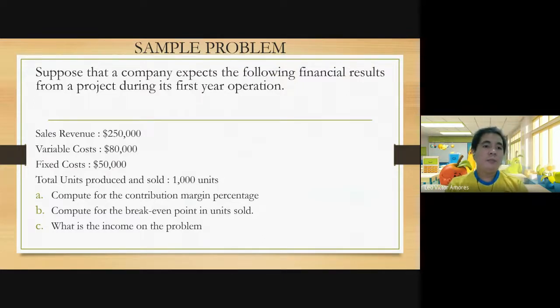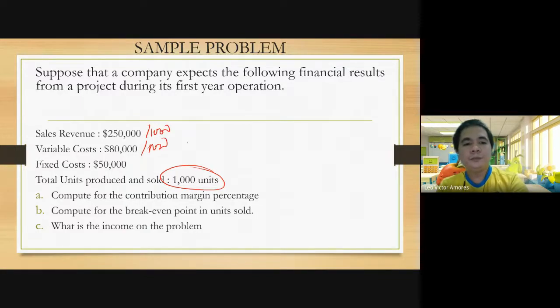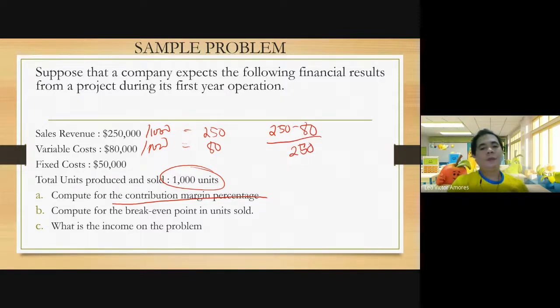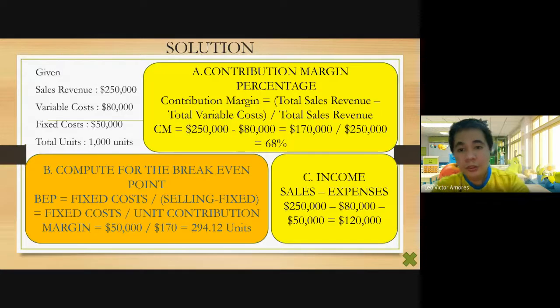So the next problem would be, suppose that the company expects the following financial results from a project. Sales revenue is 250,000, variable cost is 80,000, fixed cost is 50,000. And then your units sold is 1,000 units. So divide by 1,000, 1,000, how much is this? 250, and this is 80. Compute for the margin percentage. Your margin percentage is equal to 250 minus 80 divided by 250. So, that's 68%.